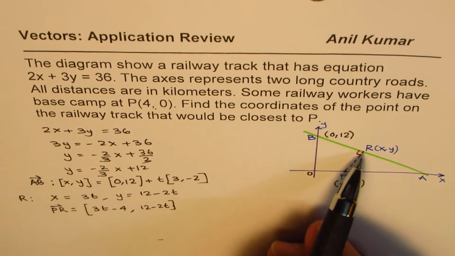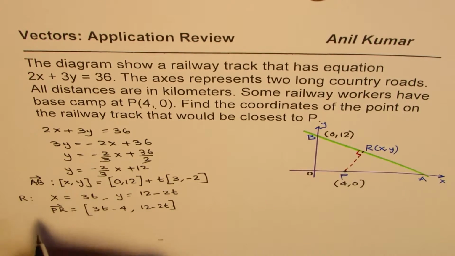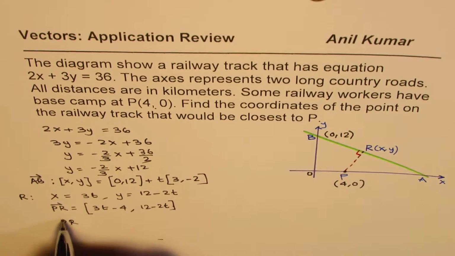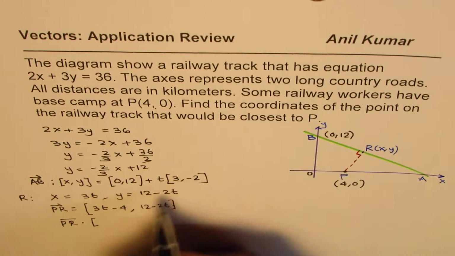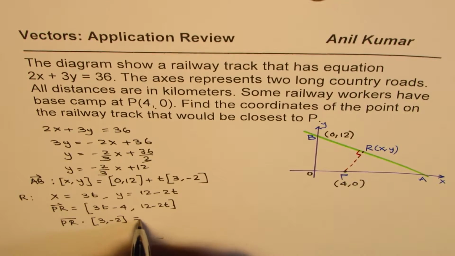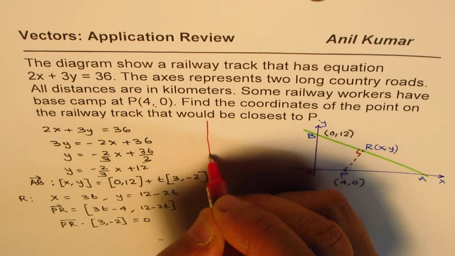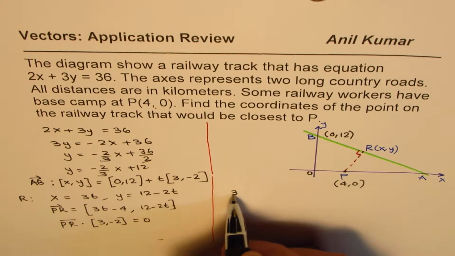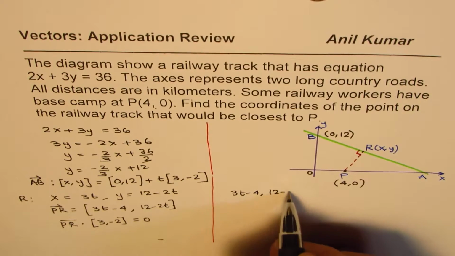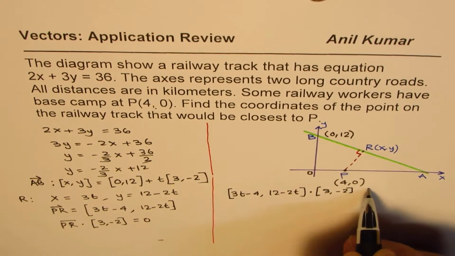The dot product of PR with the direction vector of the line should be 0 if PR is the shortest distance, correct? So the dot product of PR with (3, minus 2) should be equal to 0. That is the equation which can help you solve this particular situation. So let's write it down: PR is (3t minus 4, 12 minus 2t) dot (3, minus 2). That should be equal to 0.